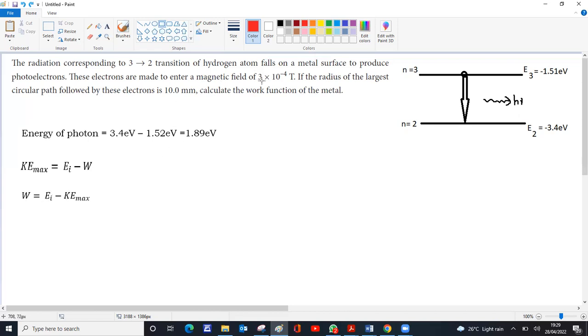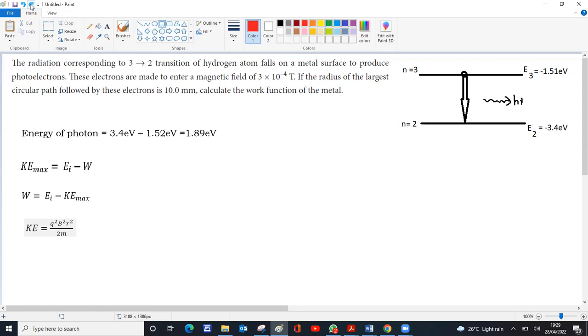They told us these electrons entering the magnetic field revolve in a circular path with a maximum radius of 10 millimeter. In moving charges and magnetism, we have charged particles revolving in a circular path. The kinetic energy of the charged particle is half mv square. V you can find by equating the centripetal force and the magnetic force. QVB equal to mv square by r. Substituting that, you already have a formula, Q square B square R square by 2m for the kinetic energy.